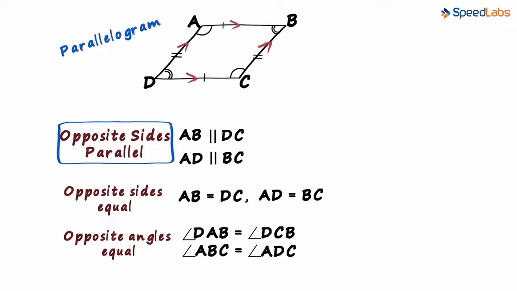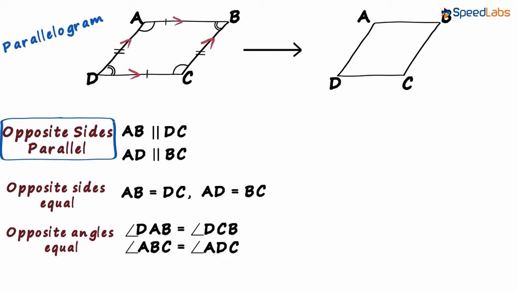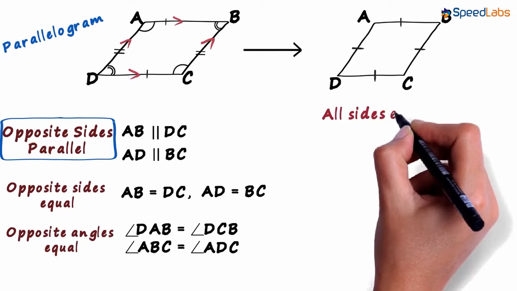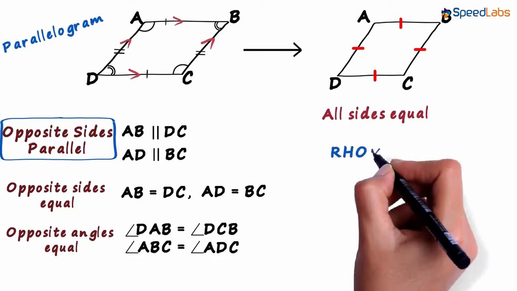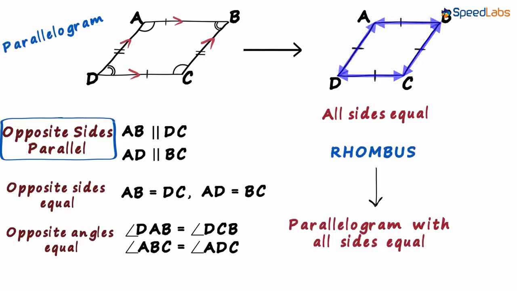Let's see a special case of a parallelogram. In this parallelogram, all the sides are equal to each other. This is a rhombus. So a rhombus is a parallelogram with all its sides equal. It will have all the properties of a parallelogram as well as this additional property that all its sides will be equal. There is another special case of a parallelogram.